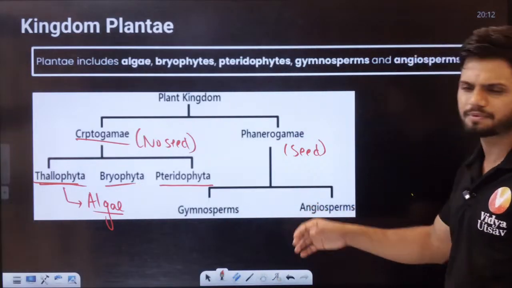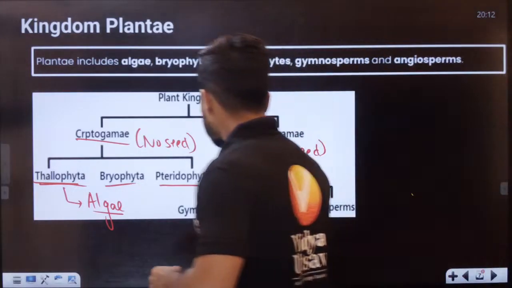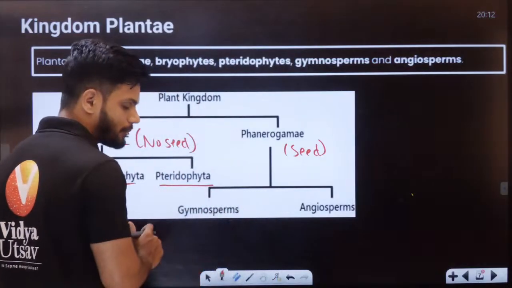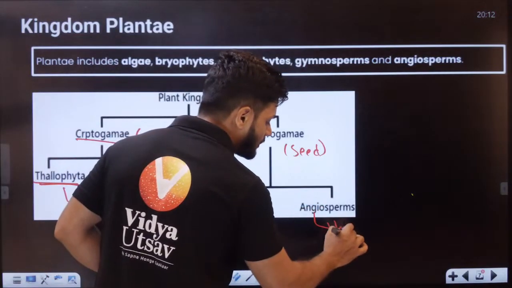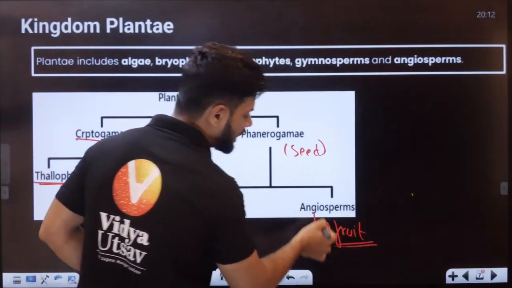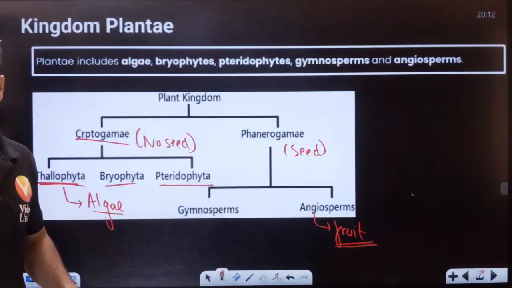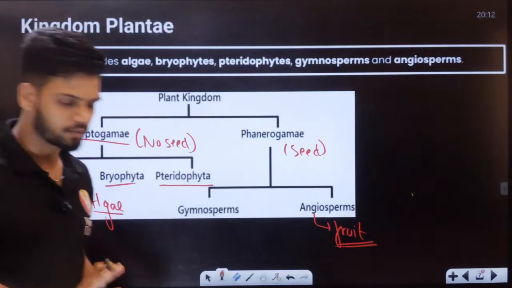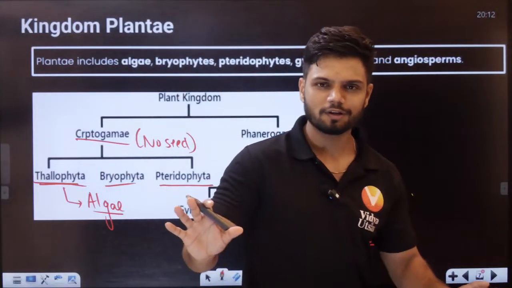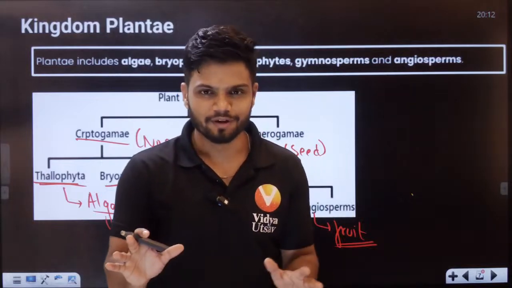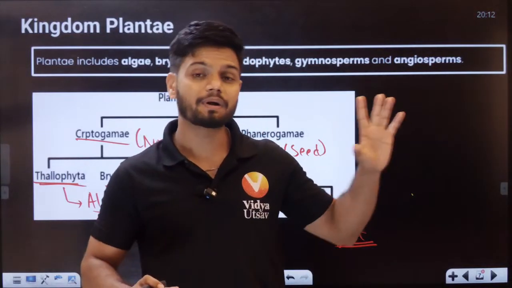Gymnosperms, angiosperms. Obviously, students, all of you know. Gymnosperms are naked here. There is no fruit formation here. And in angiosperms, there is fruit formation. This much information all of you know. Okay, basic, students. I am teaching you basics right now. In detail, we'll go in the coming chapters.